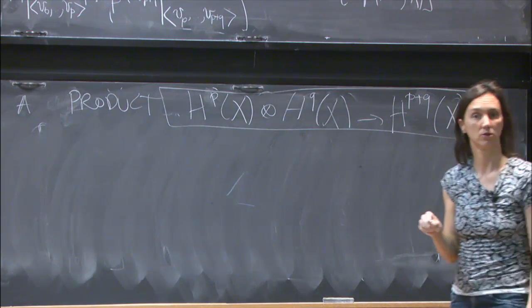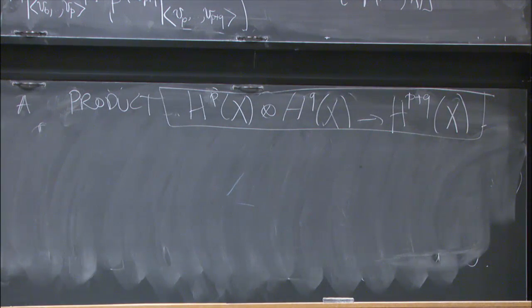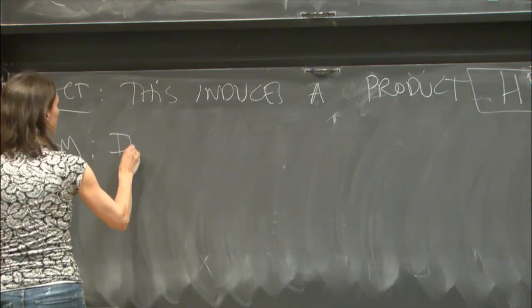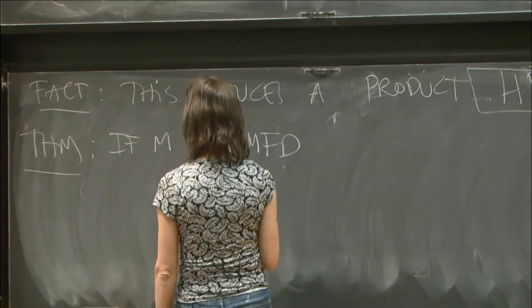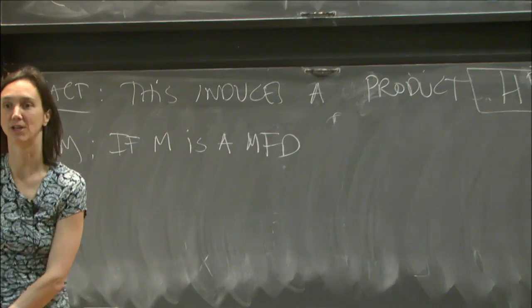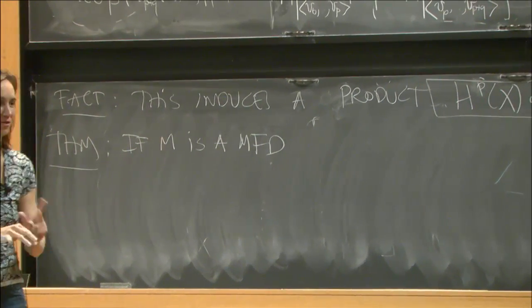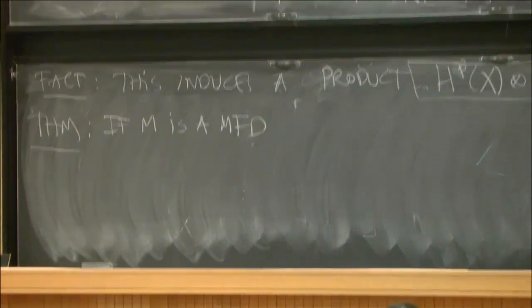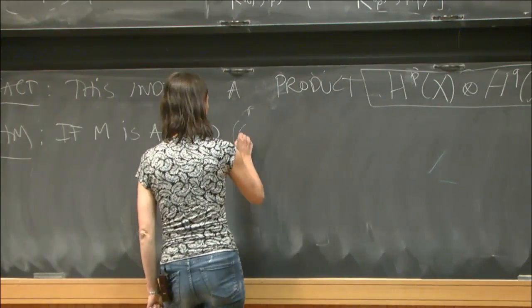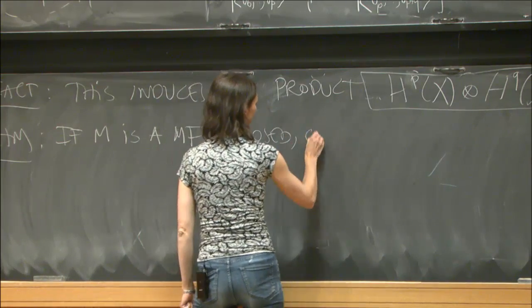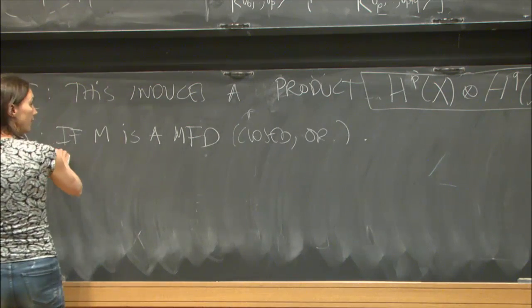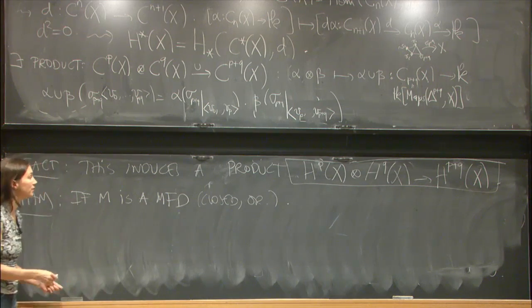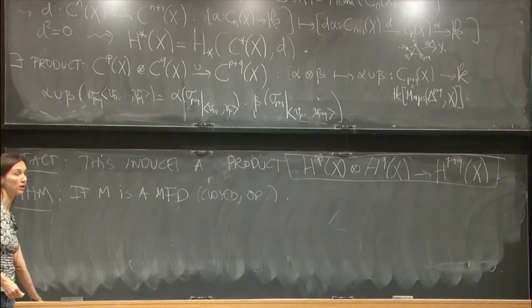These are related. So, theorem. This is also an old theorem. If M is a closed, orientable manifold. All my manifolds are closed and orientable. Nice manifolds. Don't start thinking strange things. We have something called Poincaré duality. Somebody was mentioning Poincaré duality.